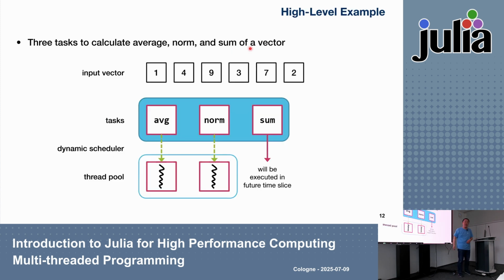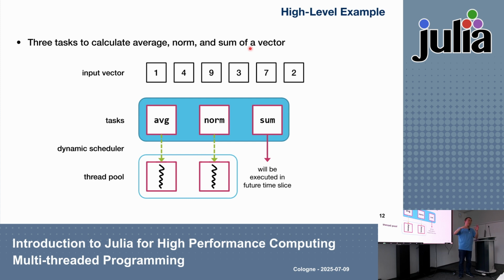And here I try to give you a more concrete example. For example, you have an input vector which contains 6 elements, and then you have 3 tasks. The first task is to calculate the average of those 6 elements. The second task can be very different, for example, to calculate the norm of this input vector. And you may have more tasks than the available threads. It's not a problem.